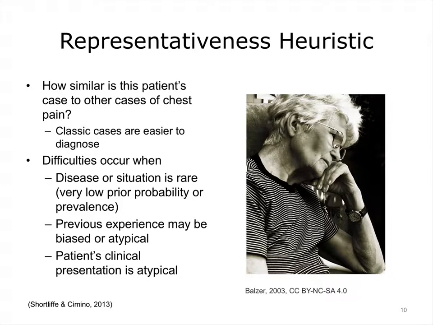The tendency is that the clinician will compare how similar this case is to their mental image of others with this same disease. However, difficulties occur when the disease or situation is rare, with very low prior probability or prevalence, when the clinician's previous experience is biased or atypical, or when, as in this case, the patient's clinical presentation is atypical.